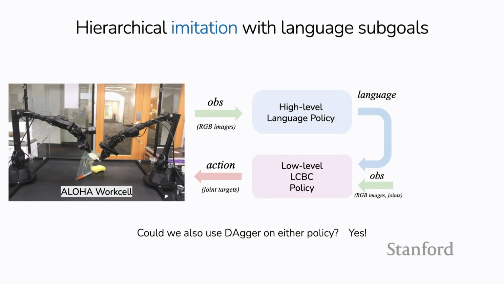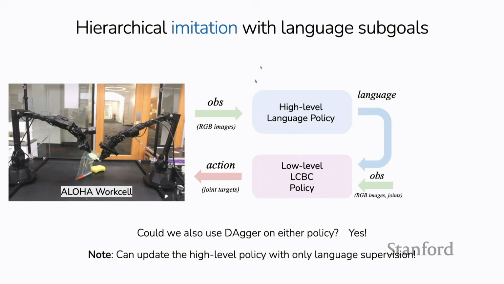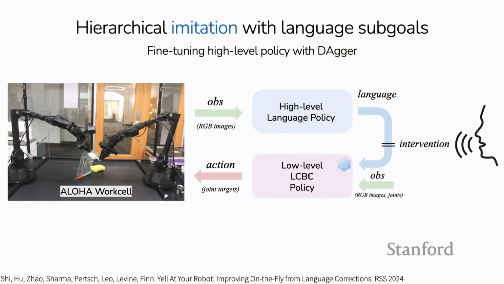Now, one thing that's pretty cool is that for the high-level policy, we can update it with language supervision. And so DAgger on the high-level policy is actually in language space, not in joint space. So in this particular approach, in principle, you can do DAgger on both low level and high level. If you were to do it on the high level with freezing the low level, you would be running the full system, and then you would type or speak a language command that is going to override the high-level policy.